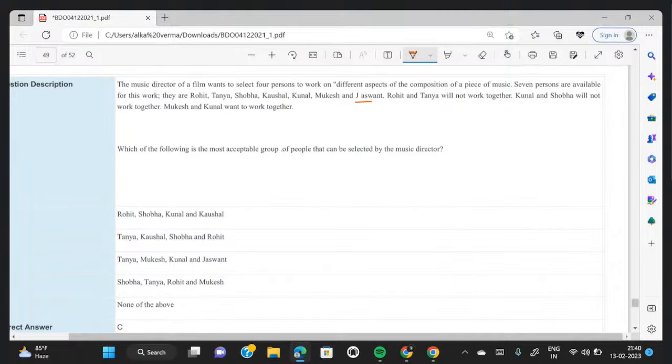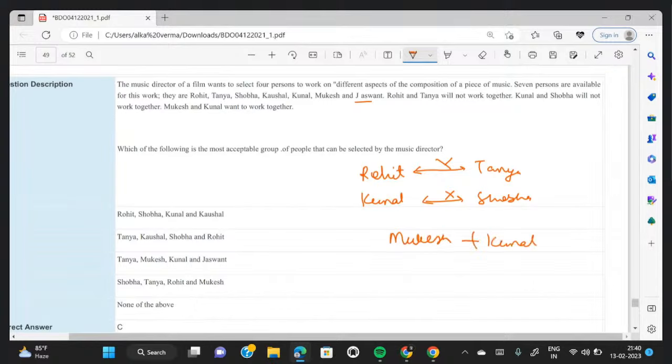What you have to do: Rohit and Tanya will not work together. Kunal and Shobha will not work together. Mukesh and Kunal want to work together.